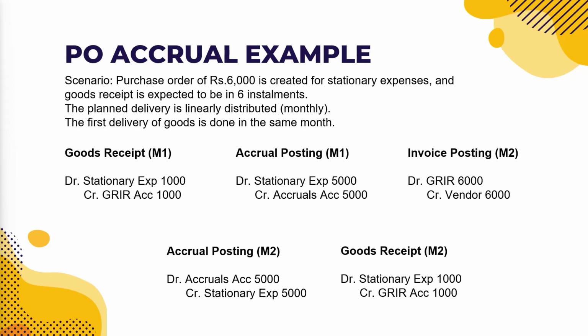Now assume that in the second month another installment has been received. That means 1,000 rupees of goods receipt of the second installment has been received. Then in the subsequent month, the accrual posting will be 6,000 minus 2,000, which is 2 goods receipts. So a total of 4,000 rupees of accruals are posted at the end of the third month. This is how the accrual calculations happen based on the goods receipt and the actual purchase order value in case of purchase order accrual.